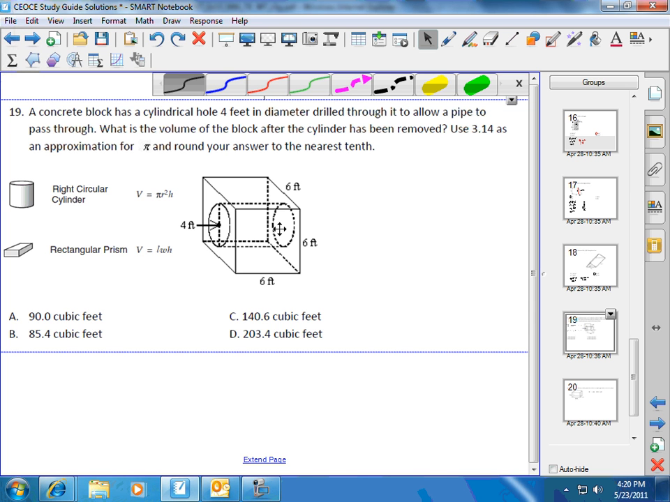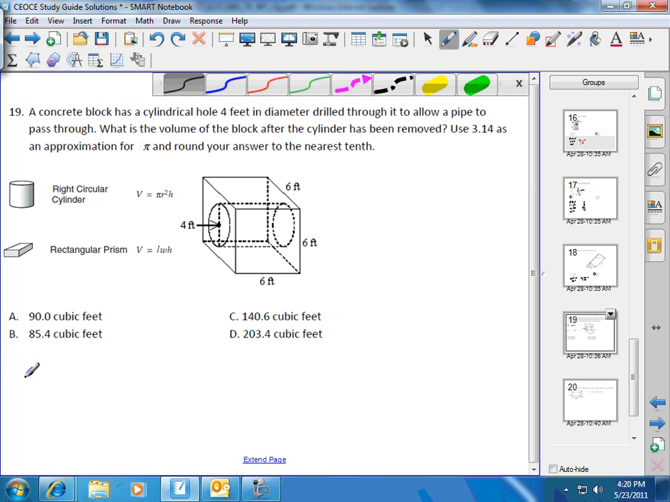So starting with the volume of the cube, that's simple enough. The volume of the cube, I'll put C for cube, is going to be just 6 cubed, 6 to the third, which is what, 216?